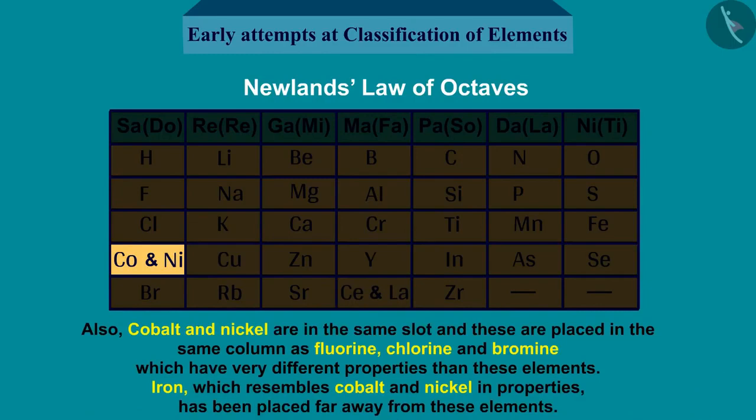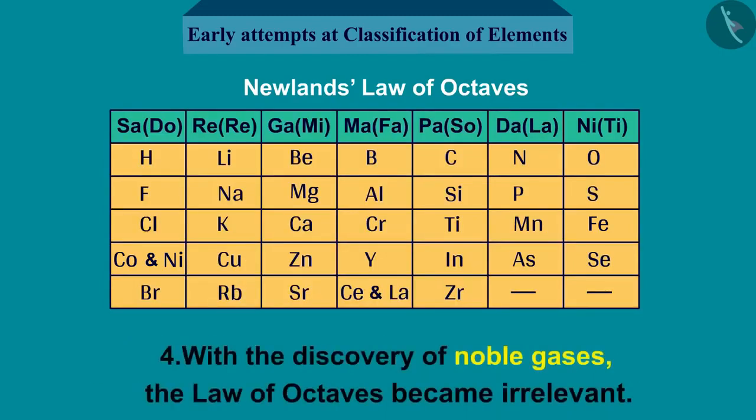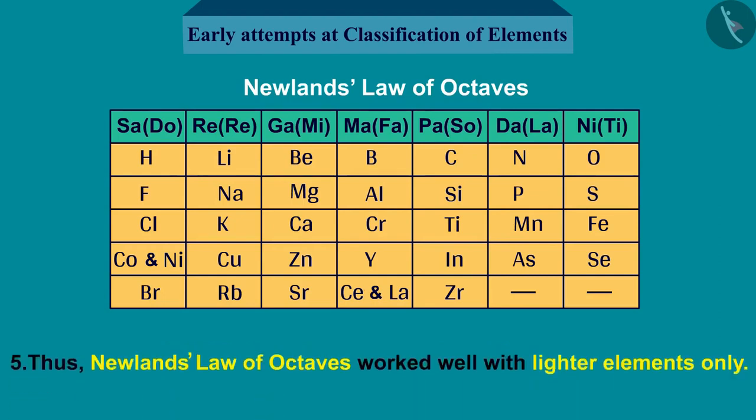Also, cobalt and nickel are in the same slot, and these are placed in the same column as fluorine, chlorine and bromine, which have very different properties than these elements. Iron, which resembles cobalt and nickel in properties, has been placed far away from these elements. 4. With the discovery of noble gases, the law of octaves became irrelevant. 5. Thus, Newland's law of octaves worked well with lighter elements only.